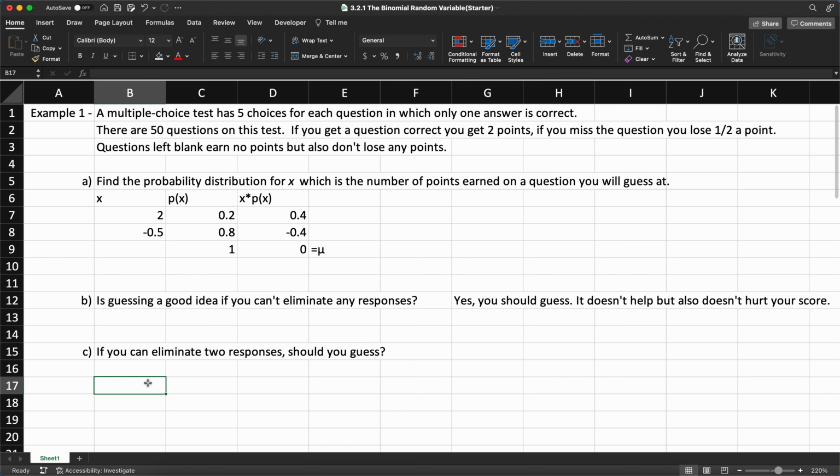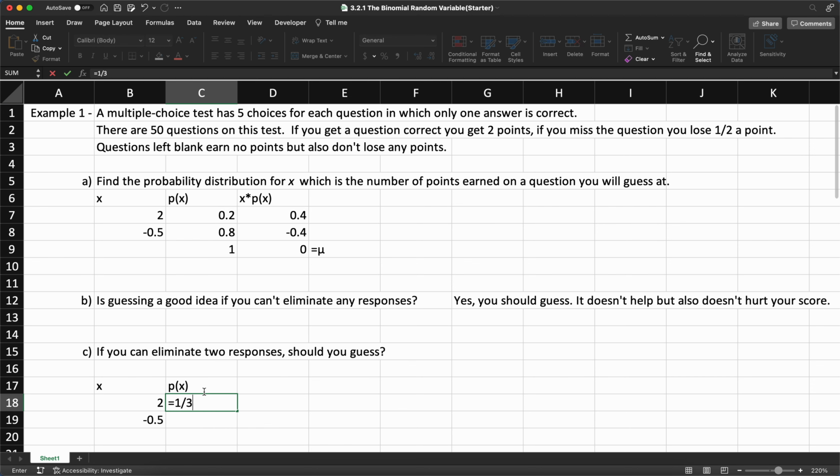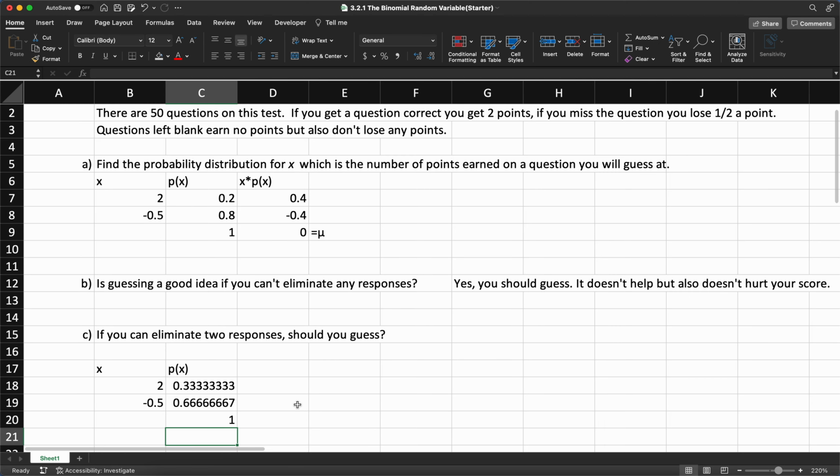So we actually have to create a whole new probability distribution. We're going to gain 2 points or lose a half a point. But the probabilities are different. Because now if I'm guessing out of 3 choices, the probability that I get it right is 1 out of 3, which is larger than it was a minute ago, which means that the chance that I get it wrong is 2 out of 3. And again, these should sum up to give me 1, which they do.